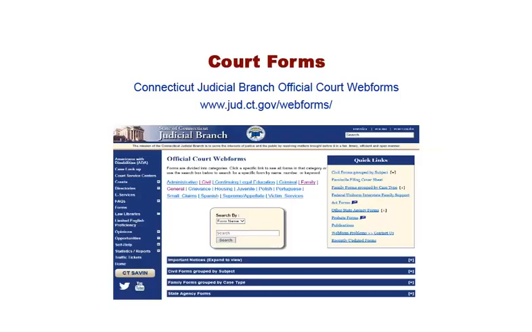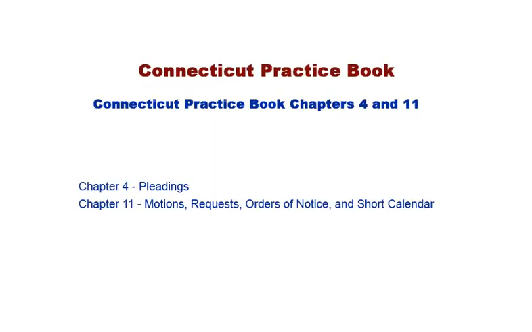Court forms. Some court forms are pre-printed and available on the Judicial Branch's Official Court Web Forms page. These include a few frequently used motions for civil, family, and housing courts. However, many motions do not exist as pre-printed forms and must be written or drafted by the party. Connecticut Practice Book. The Connecticut Practice Book, also referred to as just the Practice Book, has several chapters you will want to review regarding motions.